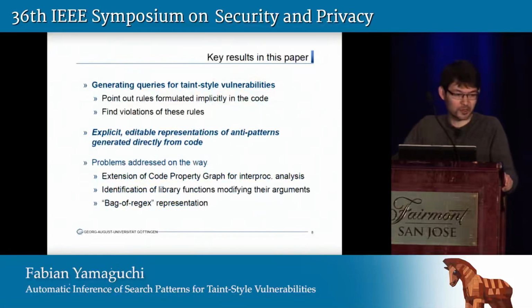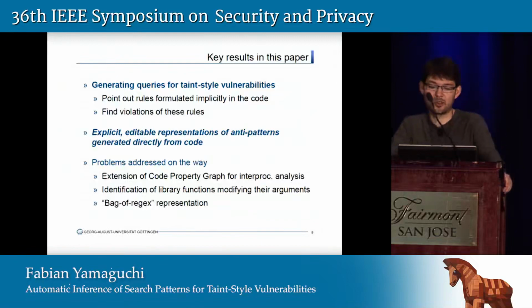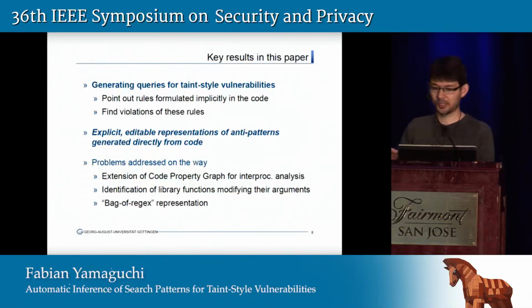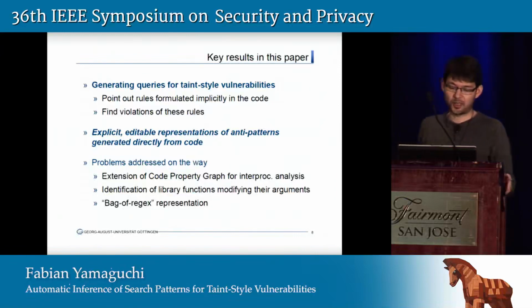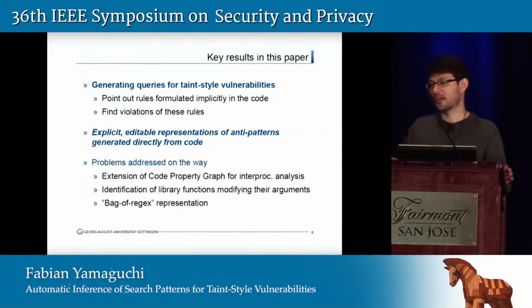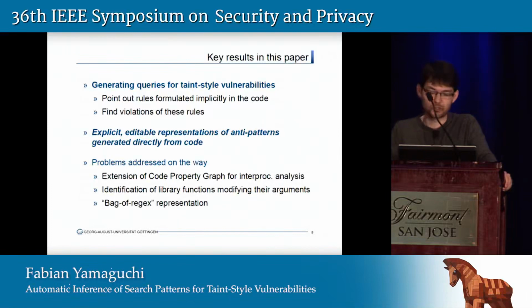Since this talk is limited in time and there are a lot of technical details in the paper, I just want to quickly summarize what's in there, and we're not going to talk about all of this in the talk. The key results of the paper are that we generate queries for taint-style vulnerabilities, and these queries formulate rules which are explicitly contained in the code base, and the queries can find violations of these rules, so missing checks. As I already said, they are explicit and editable, which is important. It means that for all the things that can't be automatically determined from the code, the analyst has the ability to make changes to the query to fine-tune it.